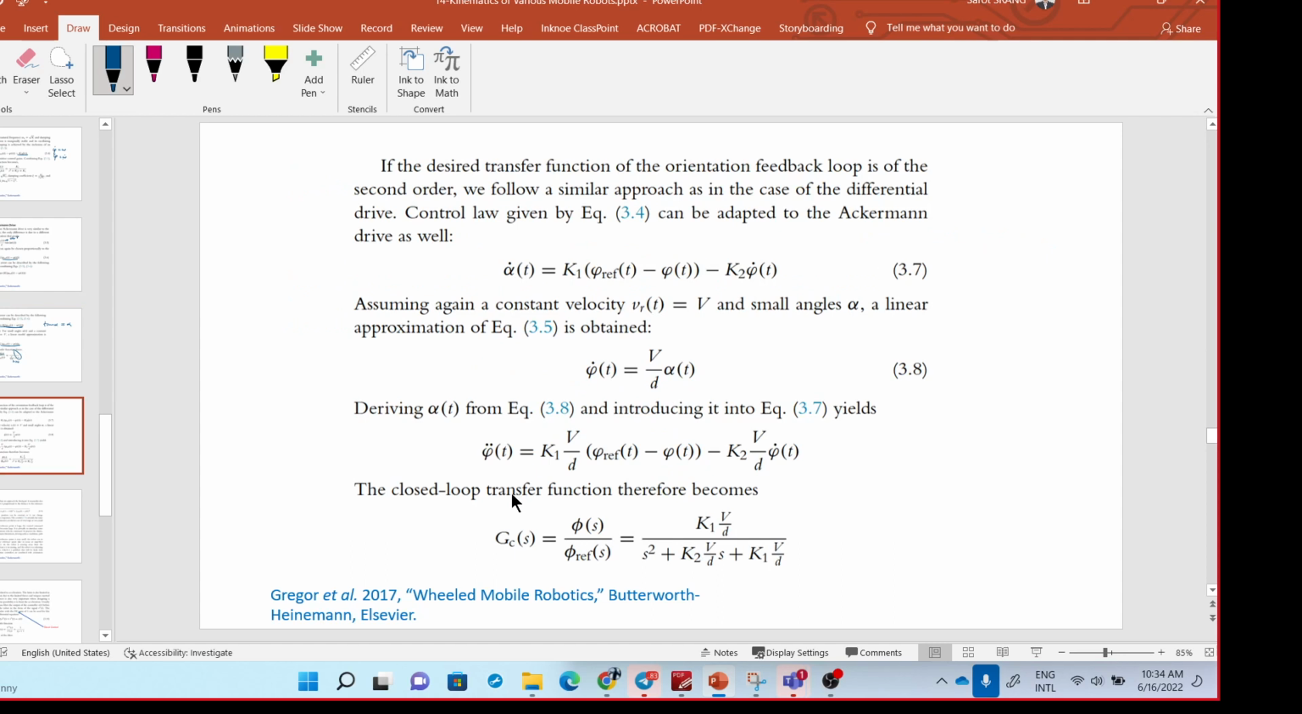And again, if we want to have second order behavior of the response, then we choose alpha dot. It means we choose the controller for the velocity of the steering. Then we can have the transfer function from closed loop input to closed loop output to be second order like this. Then we can choose k1 and k2 to satisfy our desire.